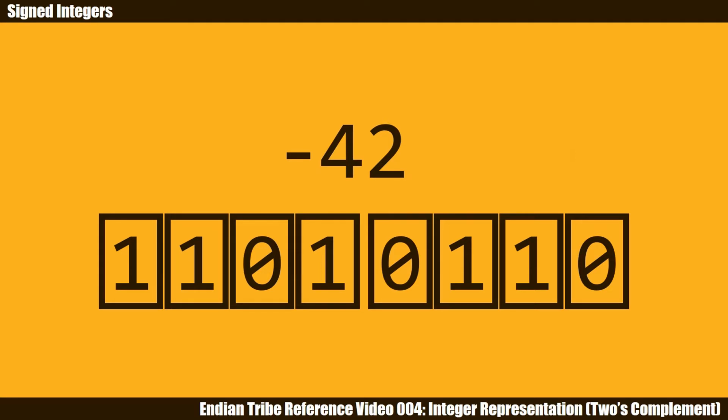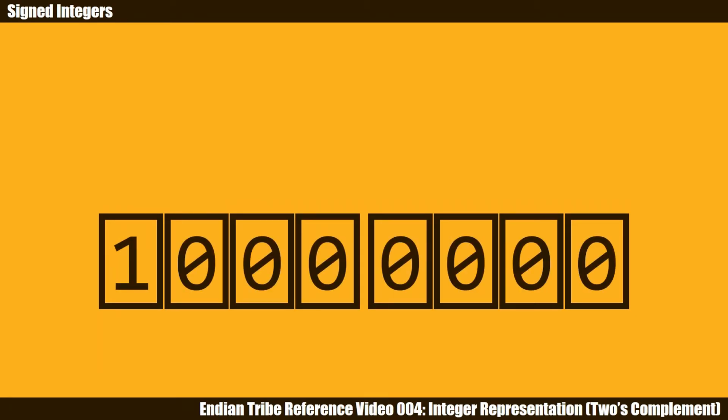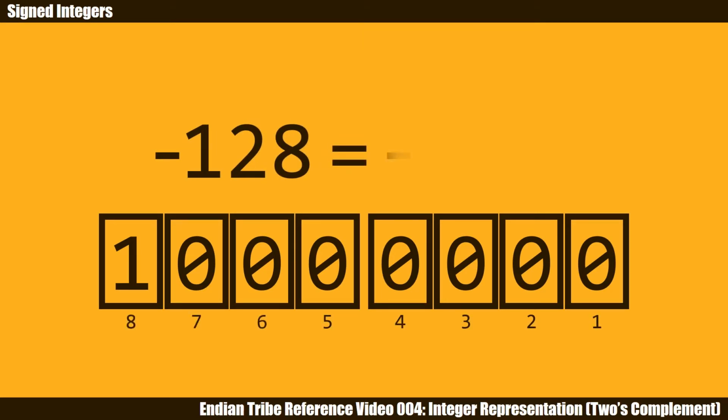Another way of thinking about this process is if the most significant bit is set to 1 with all other bits set to 0, it represents the most negative number those bits can represent, whose magnitude happens to be half of 2 to the power of the number of bits. So with 8 bits, the most negative number they can represent is negative 2 to the power of 8, divided by 2. Which is negative 128.